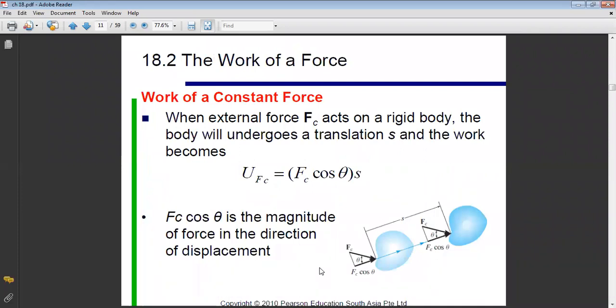Now, this chapter is very similar to the chapter of work and energy, so a lot of formulas are common. First, if I want to find the work of a constant force, all I have to do is project the force on the direction of motion. So the work of the force is F cosine theta S, in case F is constant and theta is constant.